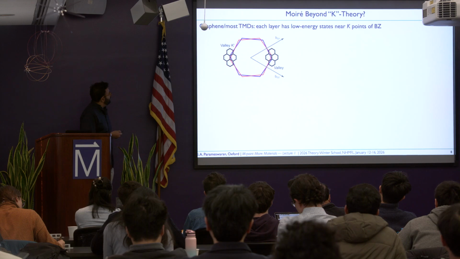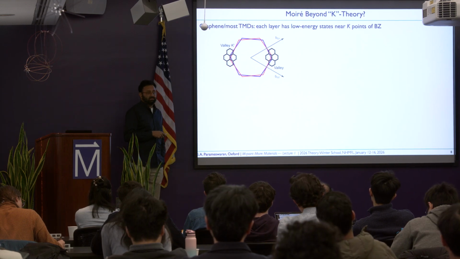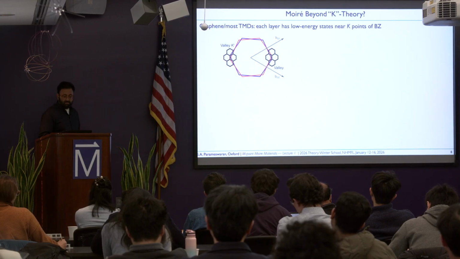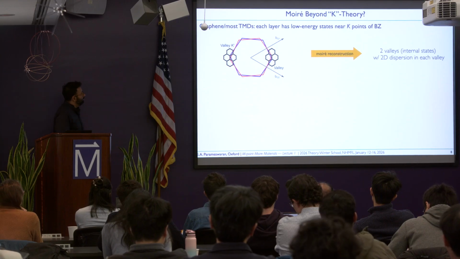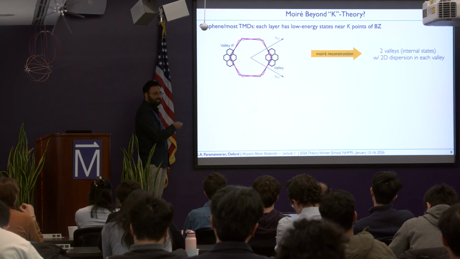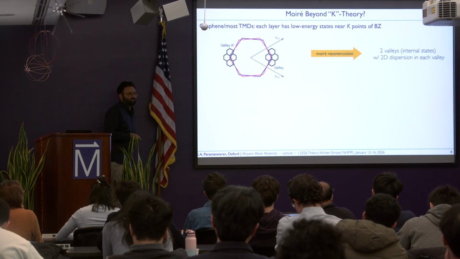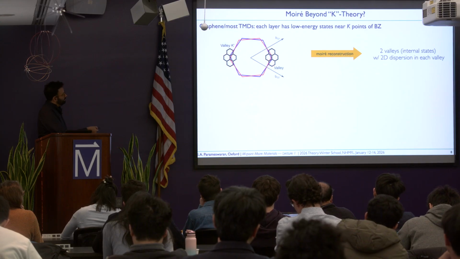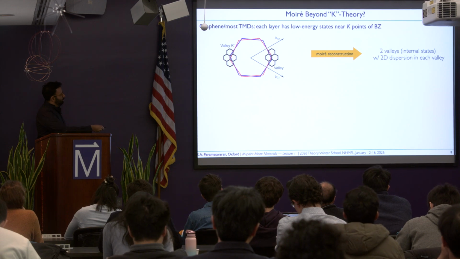And so in graphene or most TMDs, each layer has low energy states near the K points of the Brillouin zone, right? So that's where you start off. The monolayer has a dispersion at the K points of the Brillouin zone. And moiré reconstruction produces two valleys, because you do moiré around each valley separately. And each valley has a pretty two-dimensional dispersion. That's what we got for doing TBG. That's what we get for doing MoTe2. There are all the other complexities of topology and other things that can enter, but this is a well-studied problem.